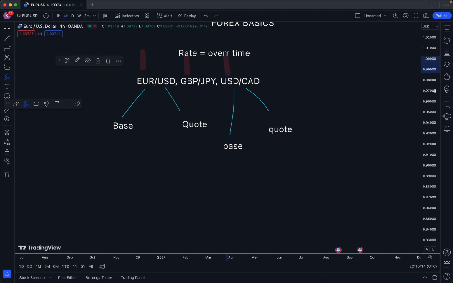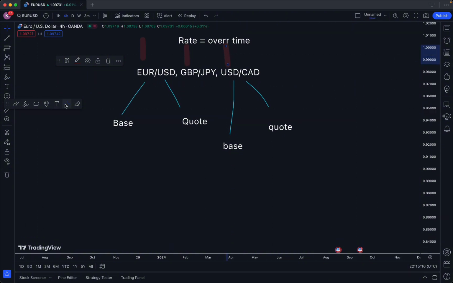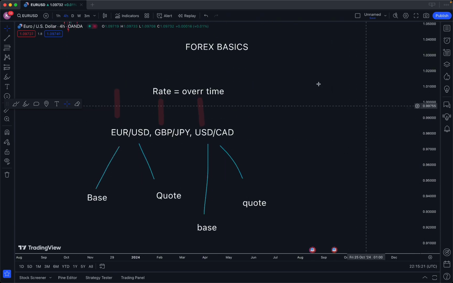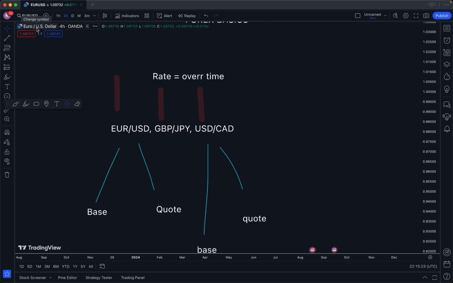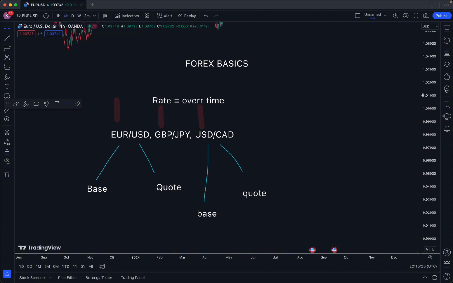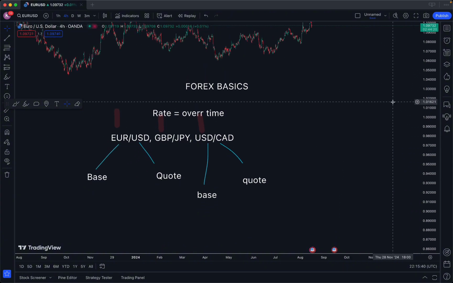This means anytime you watch your trading platform and there's an exchange rate, maybe euro against the United States dollar, the numbers you see on your chart are always the second currency, or the quote currency. For the euro against the USD, the numbers you see here are all for the USD, because the euro is always 1.